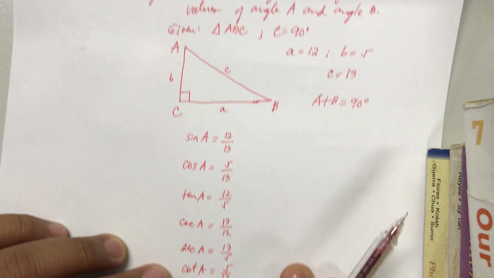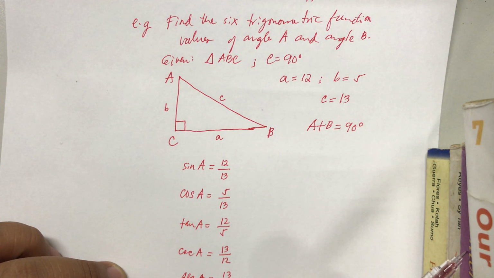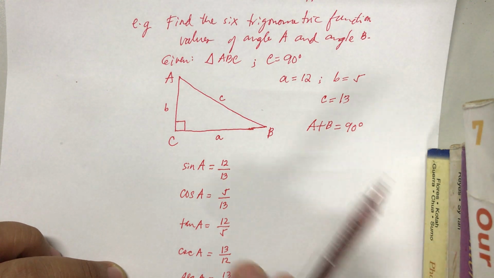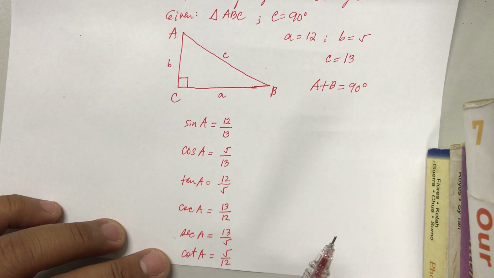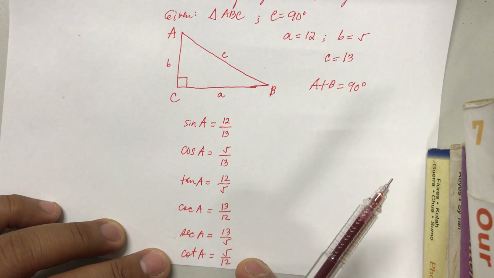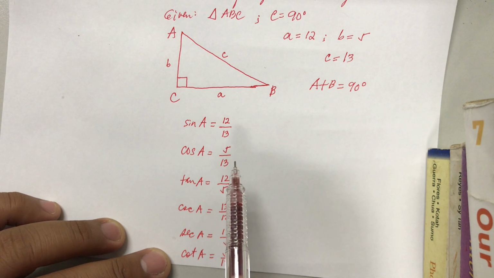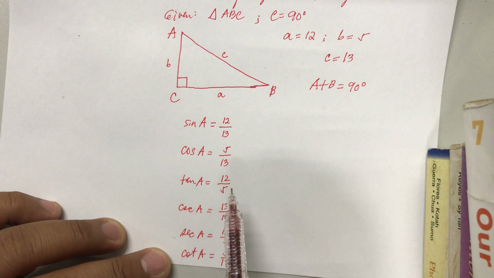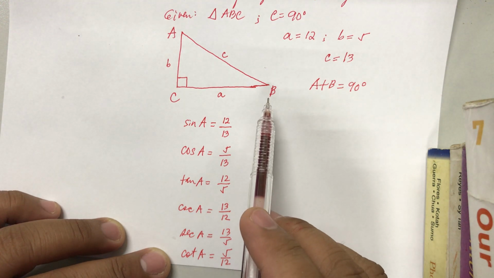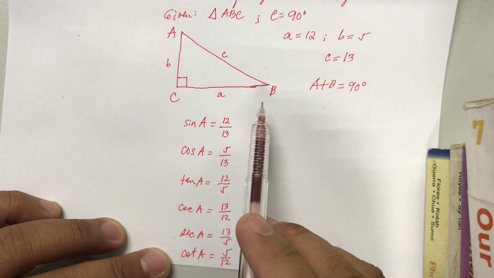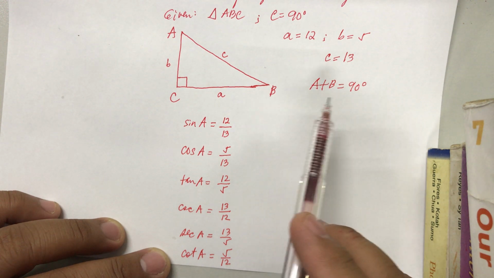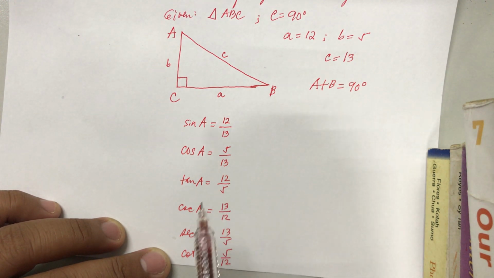Okay. But actually, if you go back to the instruction, you are tasked to find the six trigonometric function values of angle A and of angle B. So these are just for angle A. So if you are to find now, say, sine of angle B, using the same definition, SOHCAHTOA, sine of angle B is side opposite over hypotenuse. That would be 5 over 13.